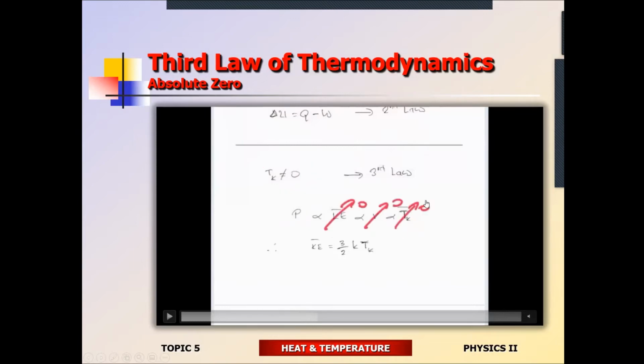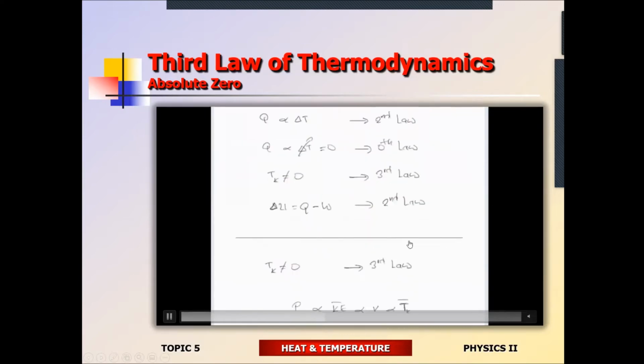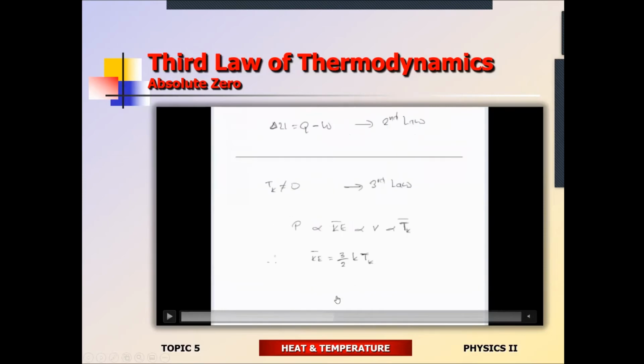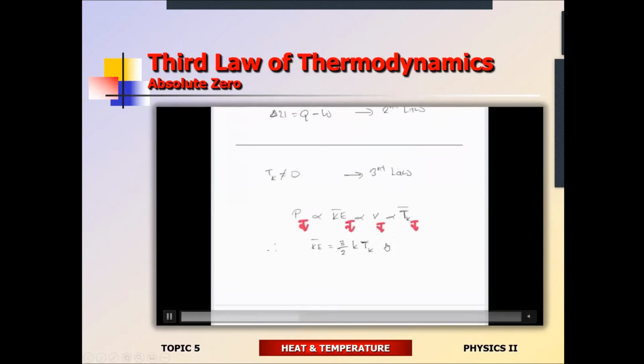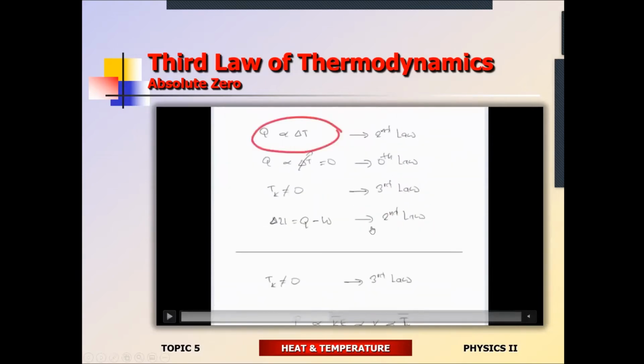So at absolute zero, what's happening is temperature is at zero. Molecules are not moving. Average kinetic energy is going to be zero. So there's not going to be any pressure. So the question is, why can't we reach absolute zero? All right, there's a couple of reasons for it.